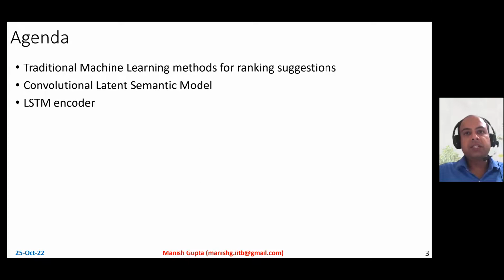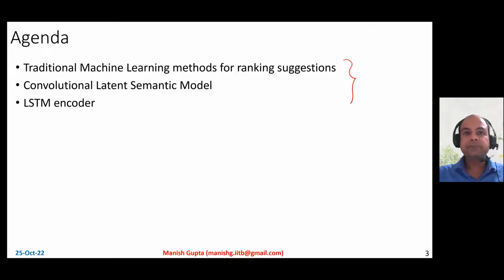Continuing from this discussion in the previous video, in this video, I'm going to talk about the following three important aspects of ranking for query auto-completion systems. First, I'll talk about traditional machine learning methods for ranking suggestions. Here, we will mainly talk about different kinds of features that may be meaningful in coming up with good ranking for suggestions in autosuggest systems.